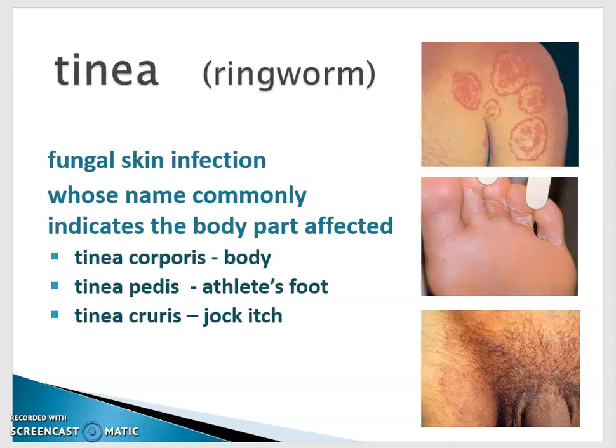Tinea, a term for ringworm, which is not actually a worm. It's a fungal infection, and its name commonly indicates the body part that's infected. So you see tinea corporis, which would be a fungal infection of the skin on the body. Tinea pedis, otherwise known as athlete's foot, which would be a fungal condition that we would find in the feet. And tinea cruris, which is jock itch.